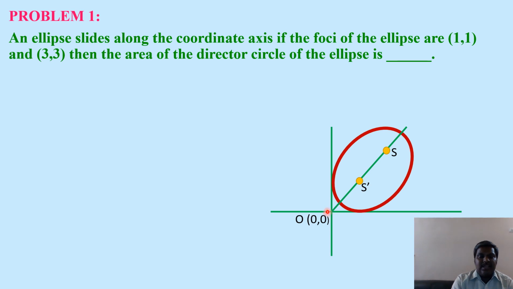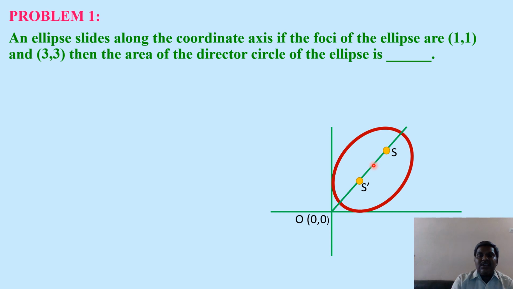So, does the point lie on the director circle or not? This is a point on the director circle, because the locus of the point of intersection of perpendicular tangents of the ellipse is the director circle. So the origin is one of the points on the director circle. Moreover, the director circle is concentric with the center of the ellipse.